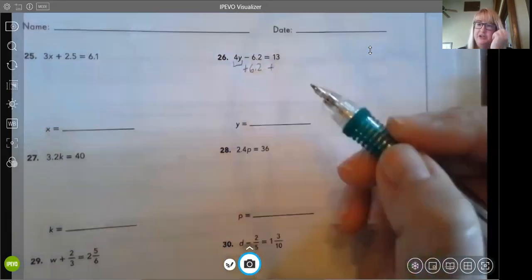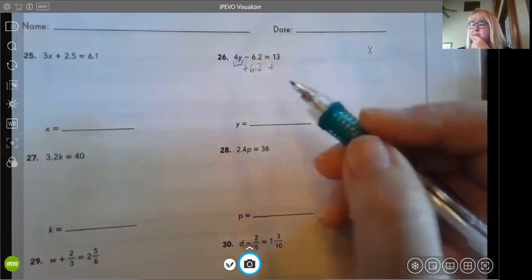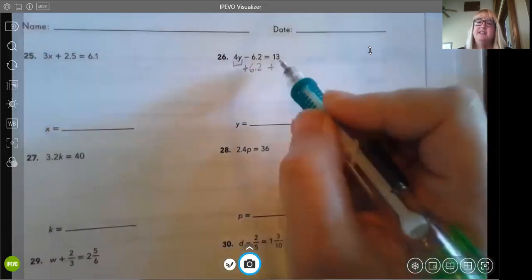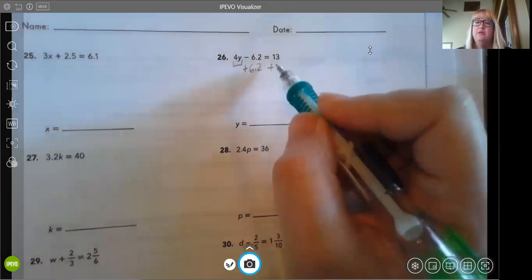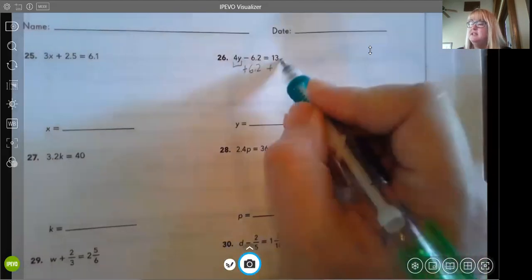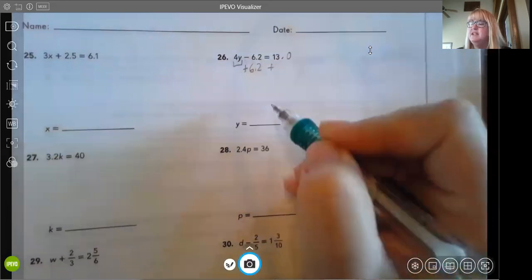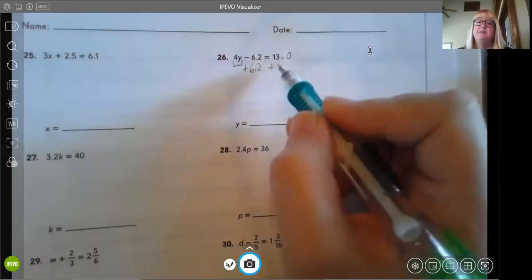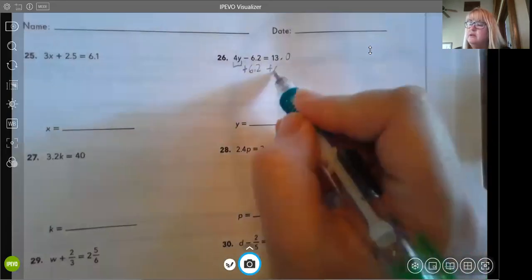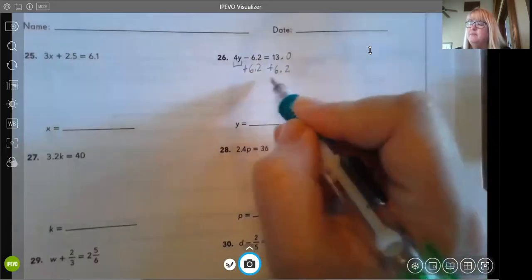Now, one thing I want to caution you about, 6.2 has a decimal. 13, the decimal is not written. In order to keep decimals lined up when we add or subtract, I'm going to add a decimal and a 0. And instead of leaving it 13, put 13.0. So I can line up my 6.2 very nicely under that.